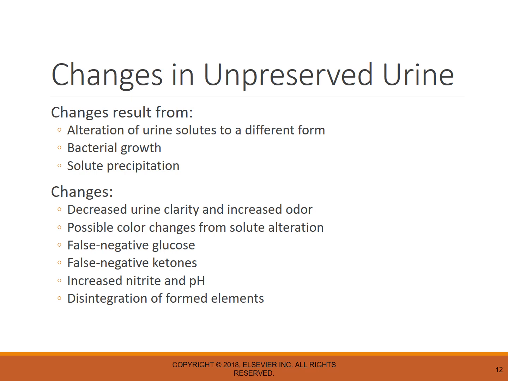In contrast, urine nitrite and pH will increase in unpreserved urine as bacteria can proliferate, converting the nitrate to nitrite and metabolizing urea to ammonia. The microscopic changes result from disintegration of formed elements, particularly in alkaline urine, or from any unchecked bacterial growth.